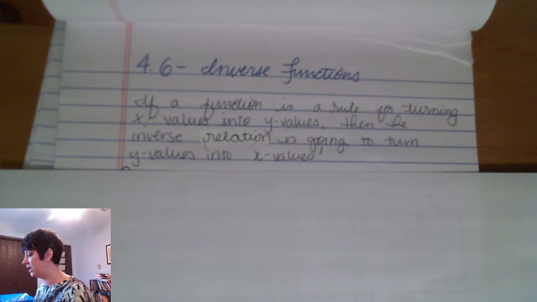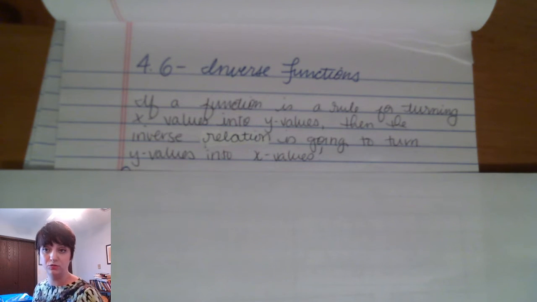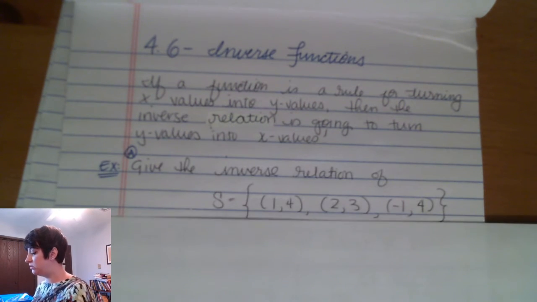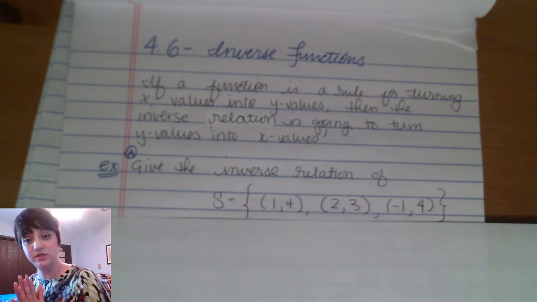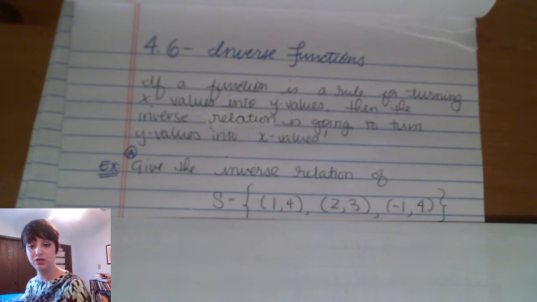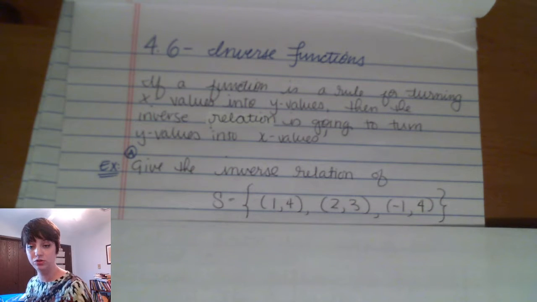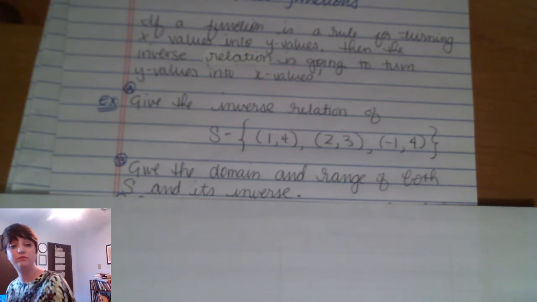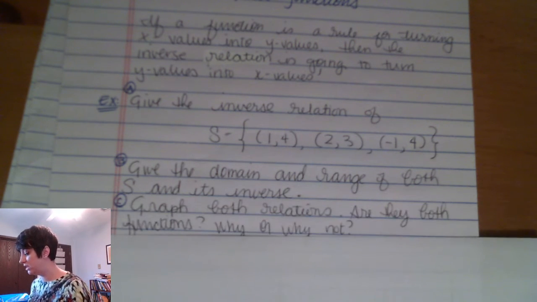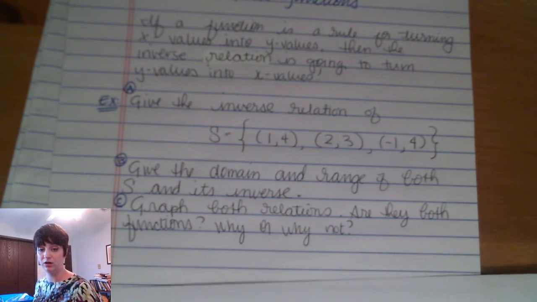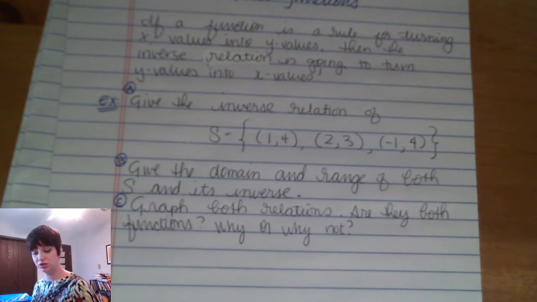So let's look then at a quick example, and then we'll kind of draw some comparisons with this. All right, so I have actually a bunch of parts on this because I'm going to kind of wrap a lot of concept stuff into one example to illustrate a lot of things. So find the inverse relation of this relation, 1, 4, 2, 3, negative 1, 4. Then I want to give the domain and range of both S and its inverse. Then we're going to graph both of them. Are they both functions y or y not? Okay, so let's start.